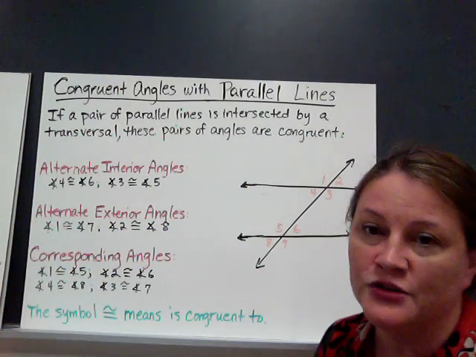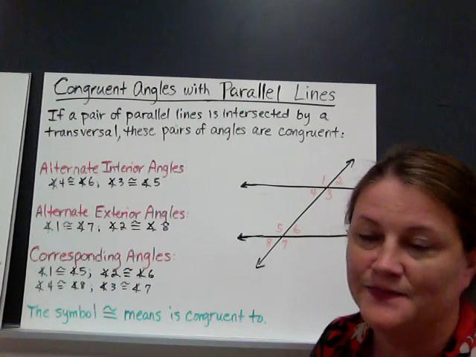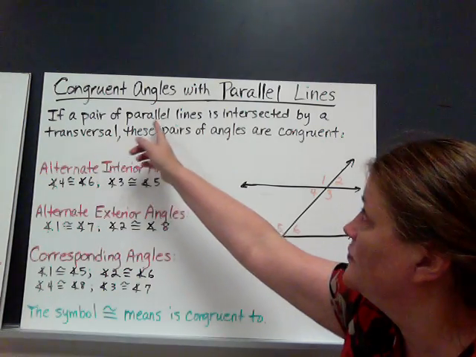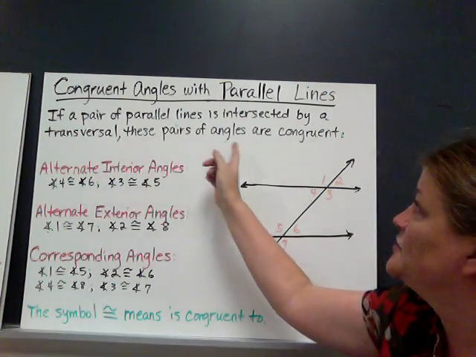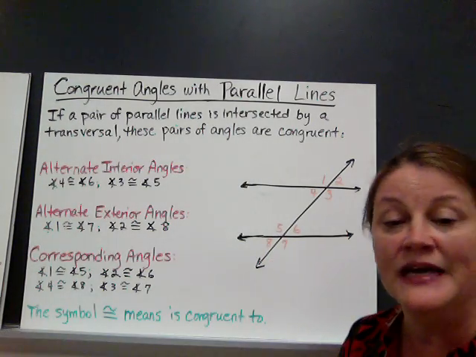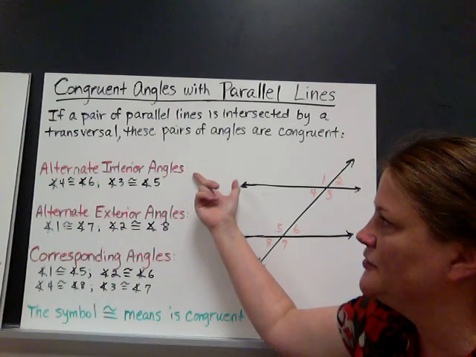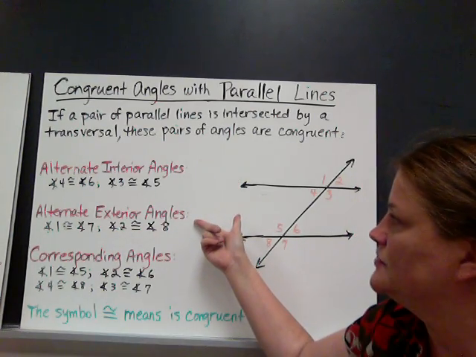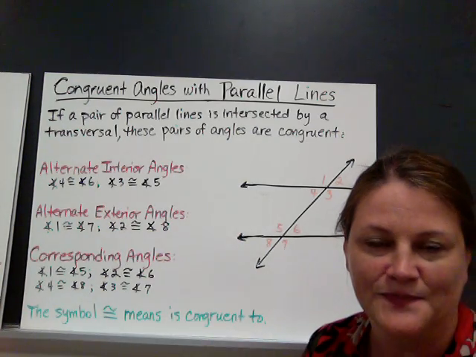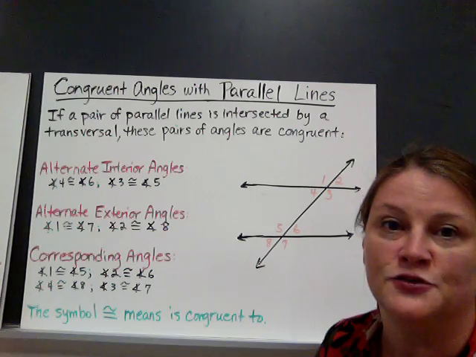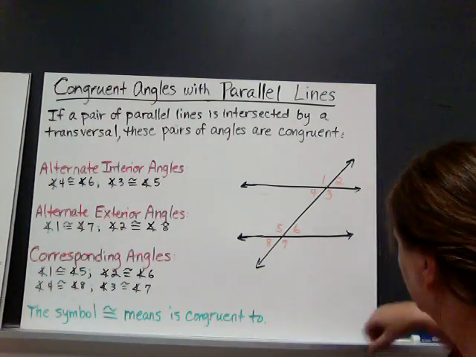And lastly, we're looking at congruent angles when we have parallel lines. And we're told that if a pair of parallel lines is intersected by a transversal, these pairs of angles are congruent. And we have three different kinds of pairs of angles. One are alternate interior angles, another is alternate exterior angles, and the third, corresponding angles. Let's talk about each one individually. First, we'll talk about the alternate interior angles.